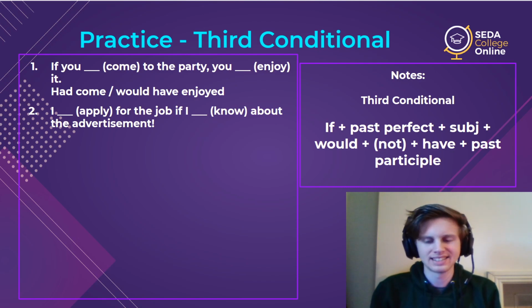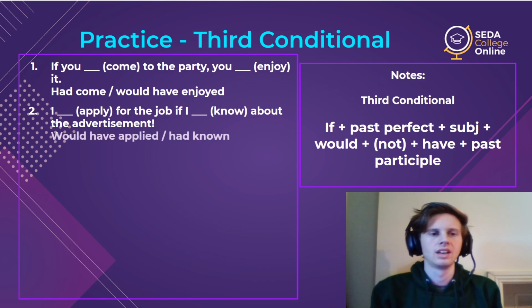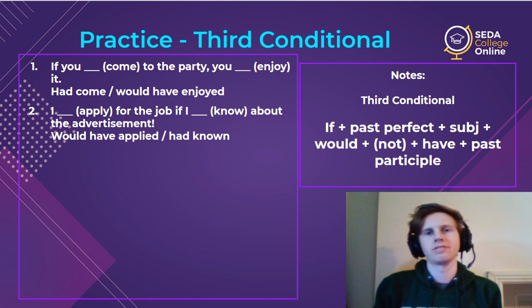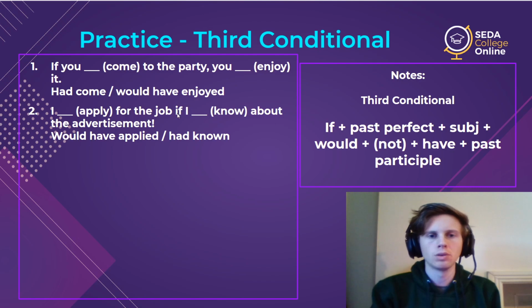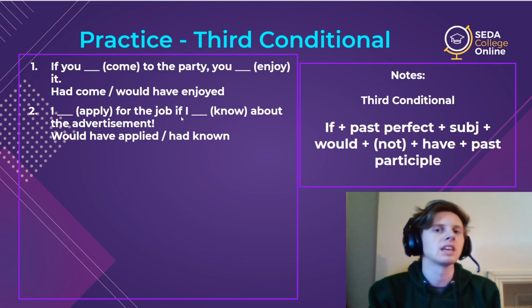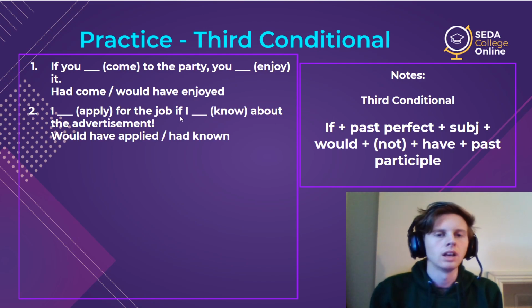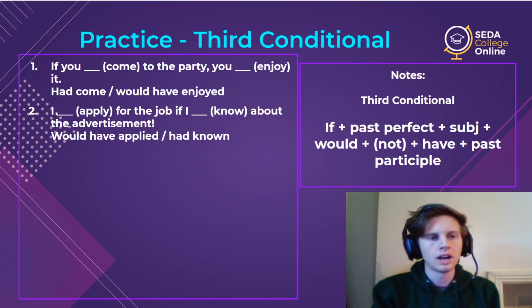All right, let's see. I would have applied for the job if I had known about the advertisement. So now our if is second. So always remember your punctuation. So comma, if is first, no comma, if is second. And so we have our I would have applied, and then had known past perfect.